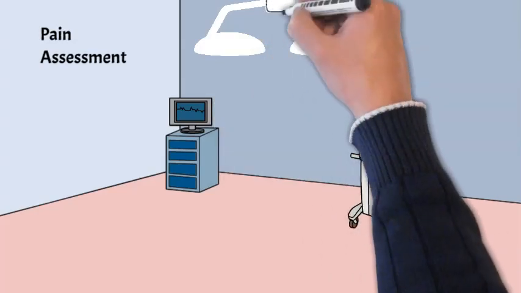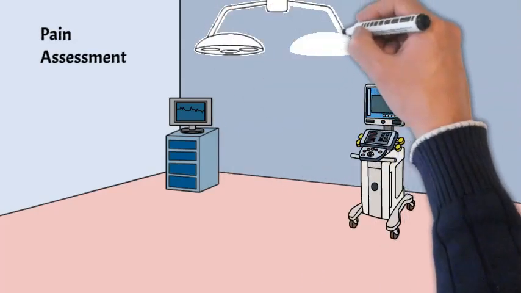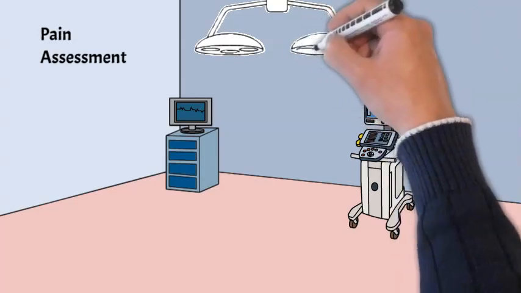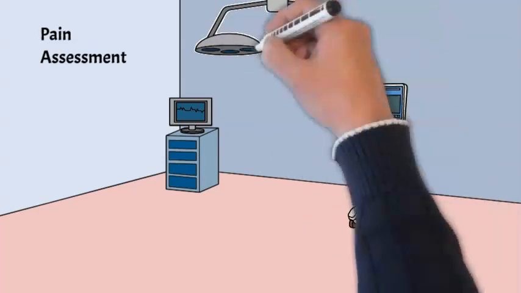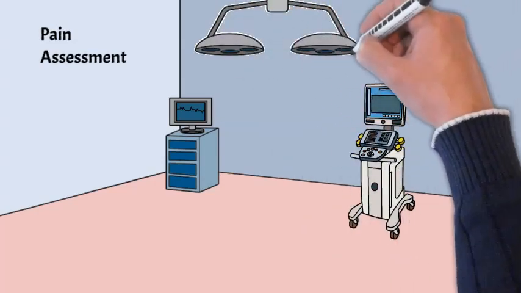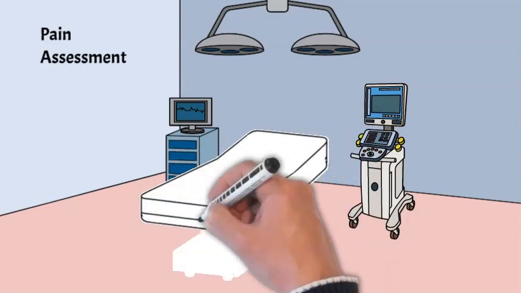Observation, assessing for physical signs of pain, such as grimacing or guarding. Behavioral assessment, assessing for changes in behavior, such as decreased activity or increased agitation. Physical examination, assessing for areas of tenderness, swelling, or other signs of injury or inflammation.